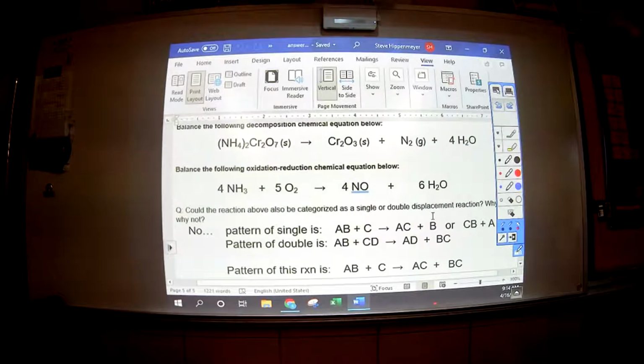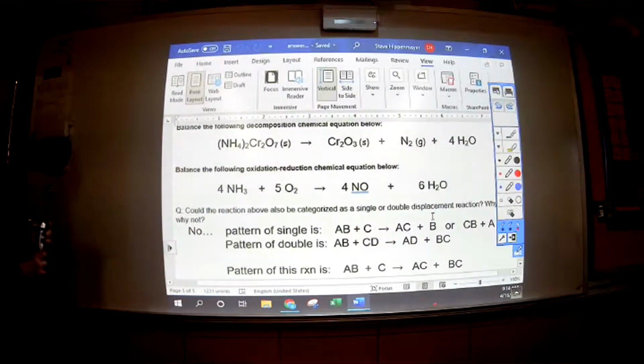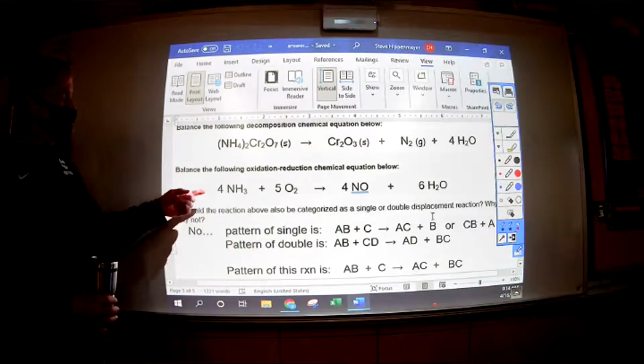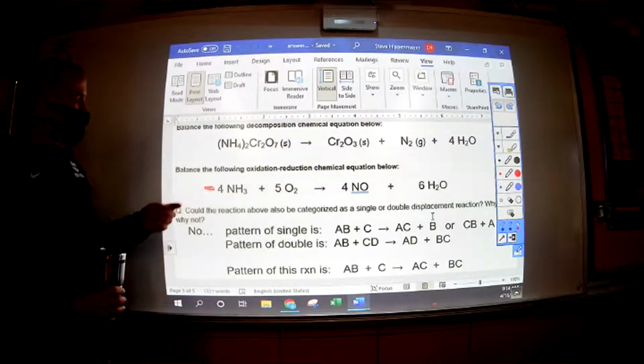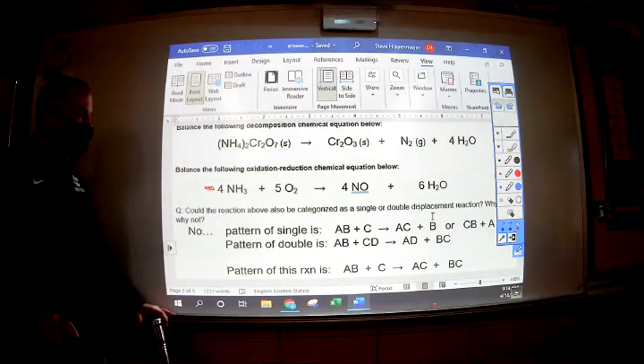Why would this not be considered a single displacement? Why is this not really a double displacement in the purest sense? Question on that.